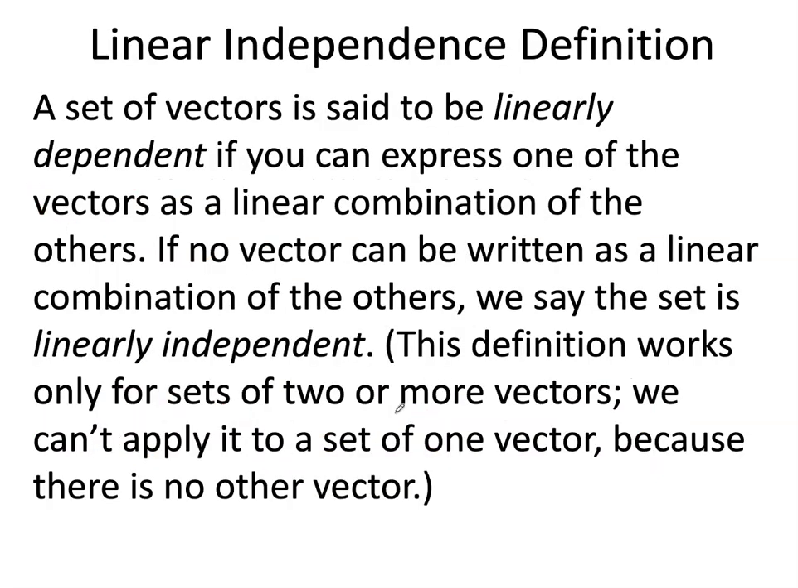Which brings us to the definition of linear independence, one of the key definitions of the course. A set of vectors is said to be linearly dependent if you can express one of the vectors as a linear combination of the others. If no vector can be written as a linear combination of the others, we say the set is linearly independent. Now, this definition works only for sets of two or more vectors. We can't apply it to a set of one vector because there is no other vector. It wouldn't make any sense to say that you can express a vector as a linear combination of the others when there are no others.